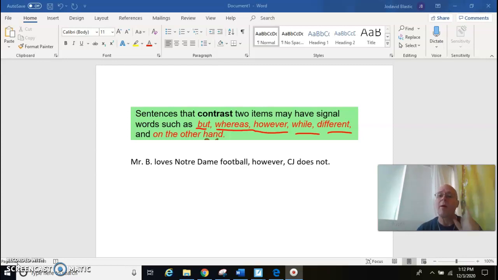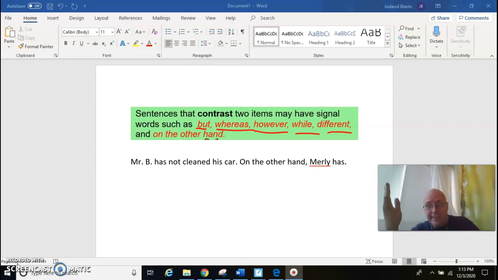Let's talk about one more. Let's take a look at these sentences. Mr. B has not cleaned his car. On the other hand, Merle has. On the other hand, that means this is on this hand. In other words, they're saying this is different. That's what on the other hand means. One's one and one's the other. Merle has. These are contrasting ideas.